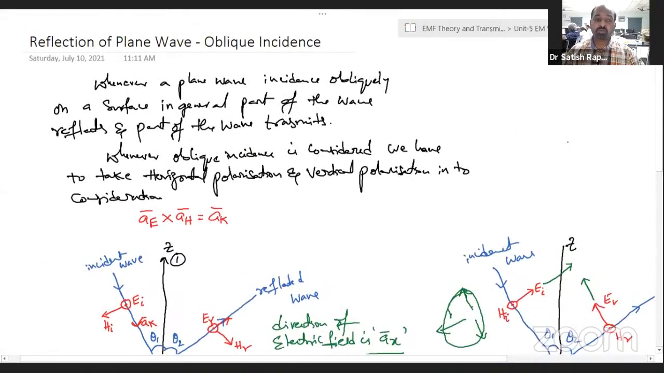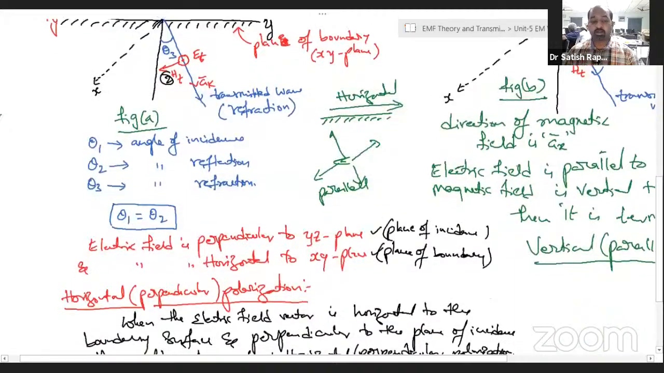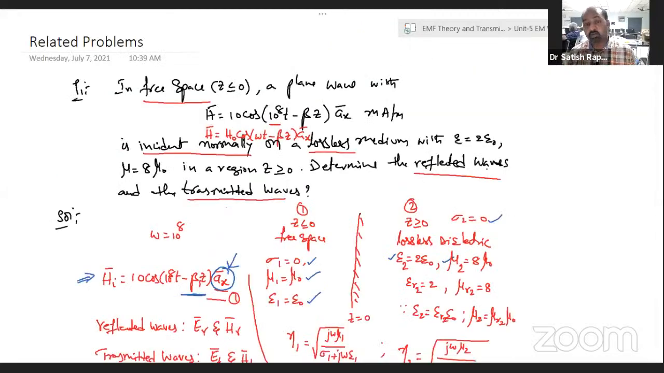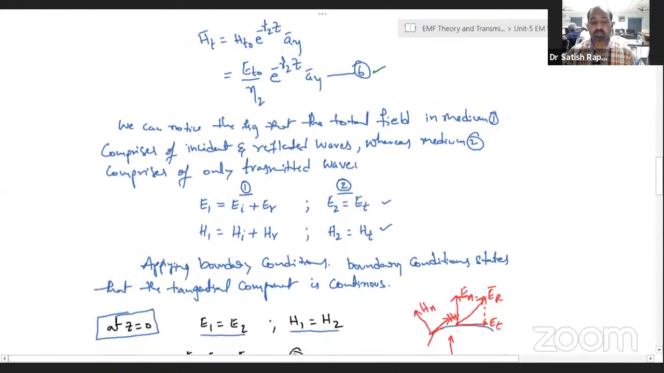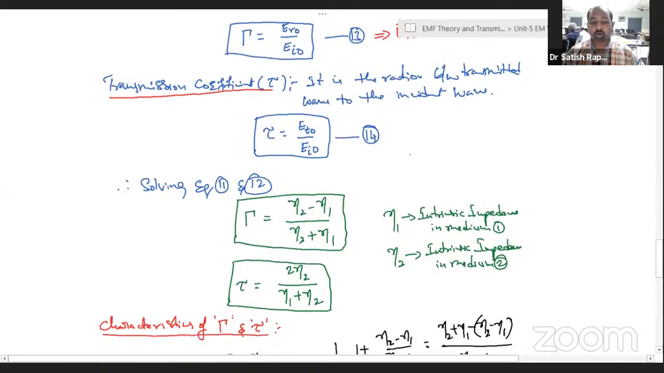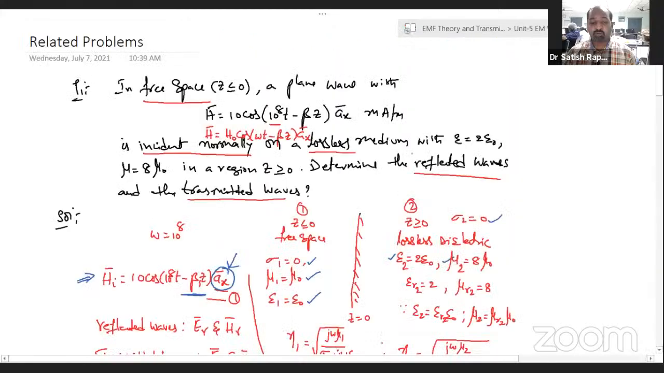So this is all the introduction, right? Now we will go into the reflection of plane wave oblique incidence. And earlier for normal incidence, so this is the normal incidence, finally, what is the output of this? The reflection coefficient and the transmission coefficient. So we have derived expressions for both for the reflection of normal incidence.